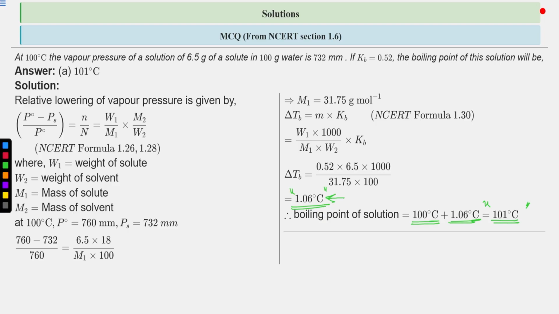Now, the boiling point of the solution will be 100 plus this elevation of boiling point, which is 101 degrees Celsius, because you have to find the boiling point of the solution. And hence our correct answer is option A, which is 101 degrees Celsius.